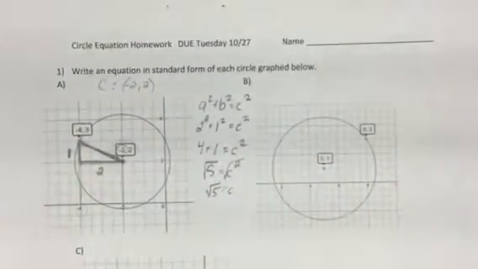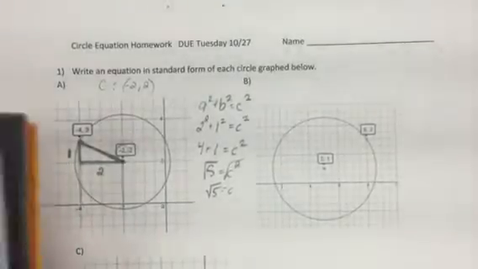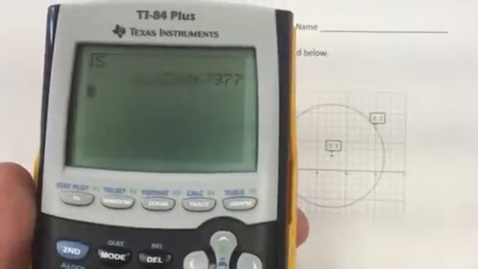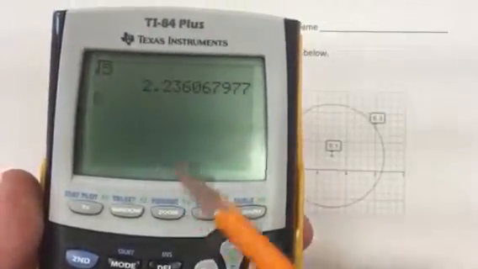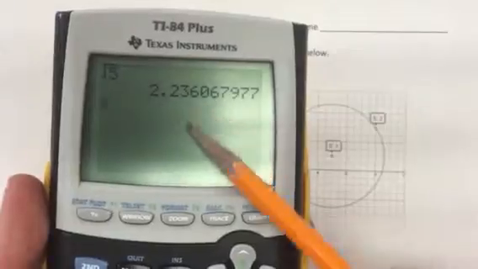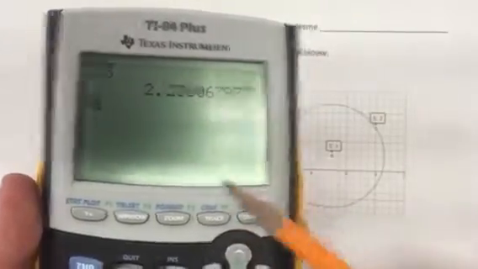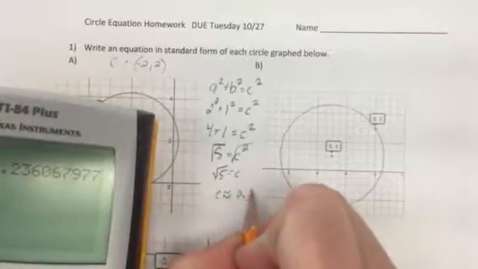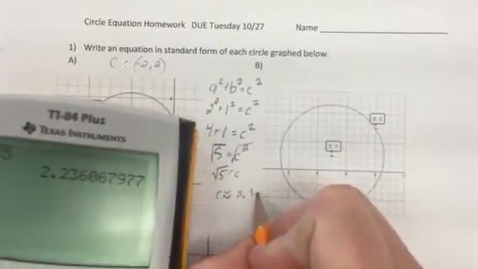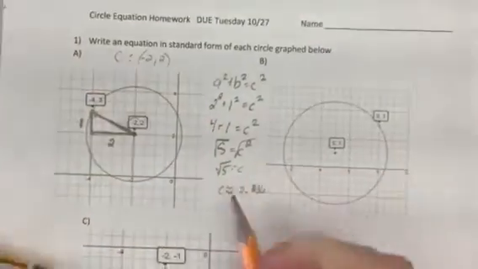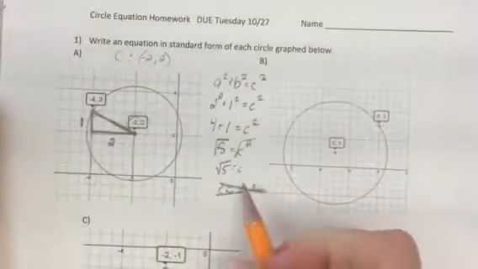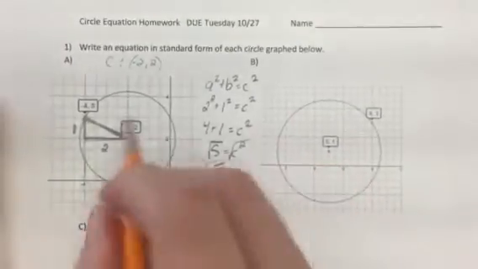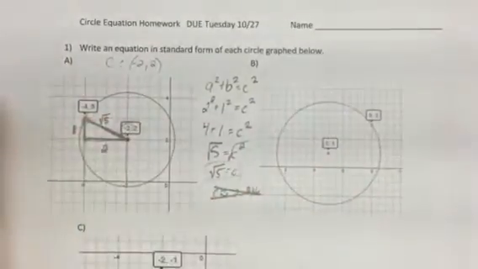Now you can plug that into your calculator if you want an approximate. If I type in square root 5, that gives me 2.236, but this is irrational. If I did that, I would be rounding. I would have to say c is approximately 2.236. But I don't want to do that. I don't want to weaken my statement with approximation. So I'm going to just stick with square root 5. Just leave it like that. So I now know that my radius is square root 5.